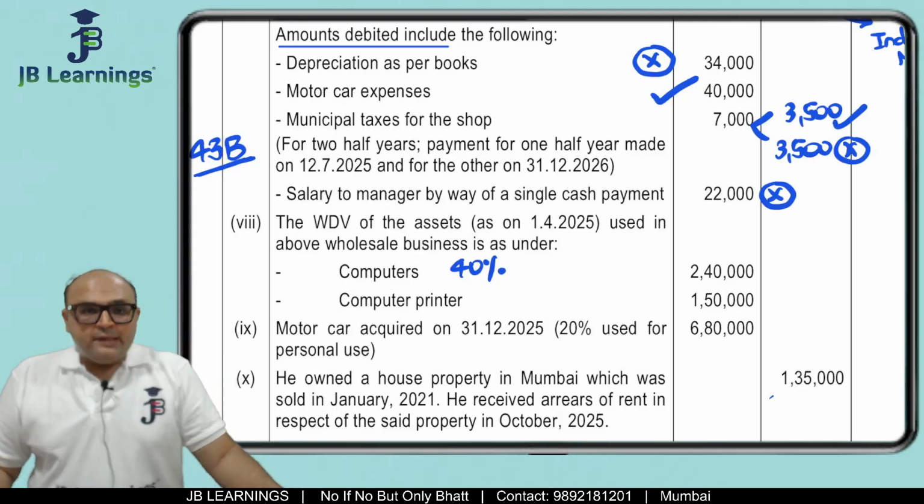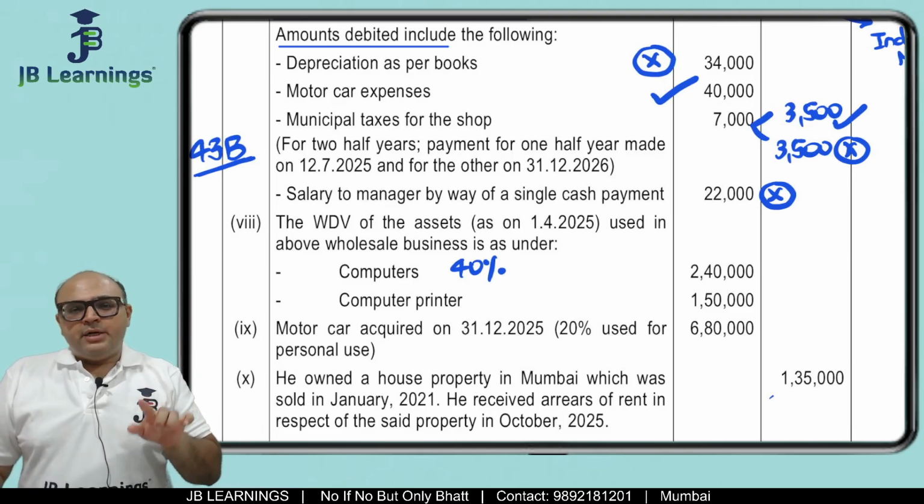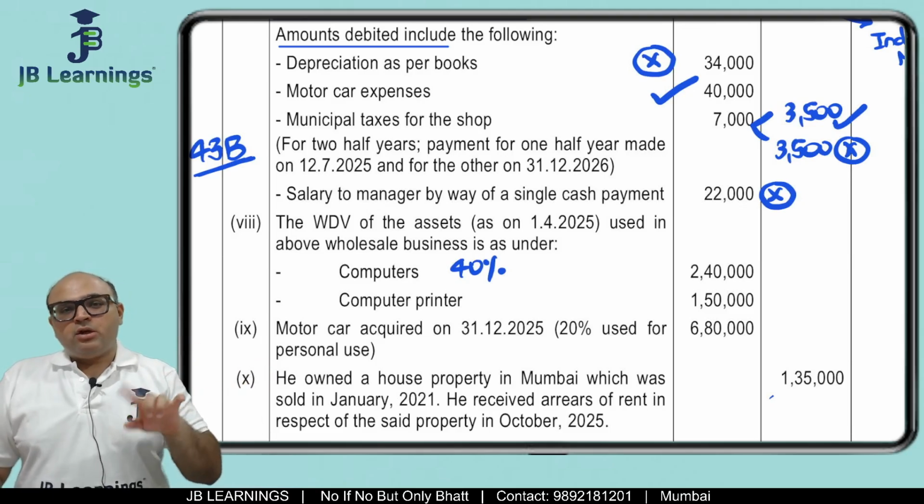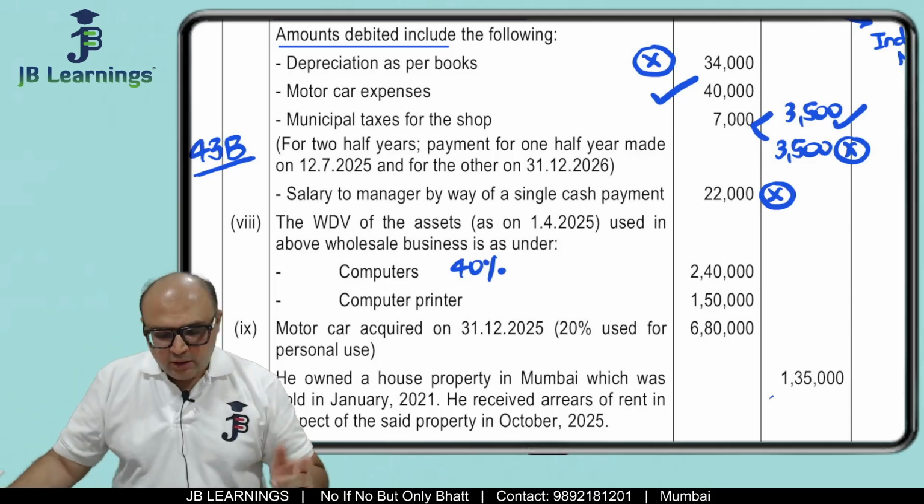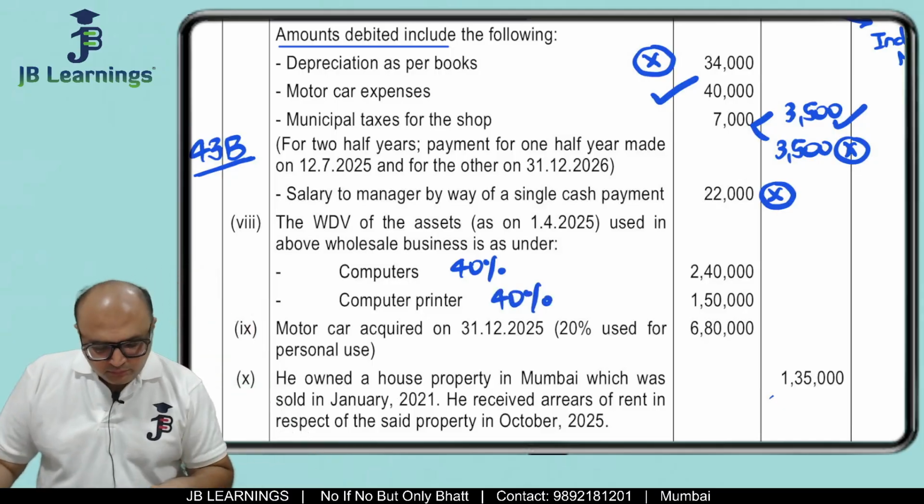Then computer printer. Now see, computer and computer accessories. This is a printer which is not a standalone printer. This is a computer printer which is used with computer. So you will apply the depreciation rate of computer only on this.